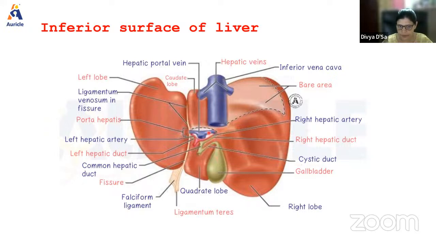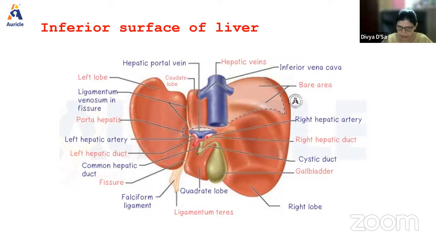Next to that, we see the porta hepatis. This porta hepatis is a transverse non-peritoneal fissure. Porta means a portal, so it is forming a gateway. Porta hepatis is also known as the gateway for the liver. Why we call it the gateway for the liver is that some important vessels enter, as well as some structures leave, this liver. Some enter the liver and some leave the liver. That is why this is known as the porta hepatis.